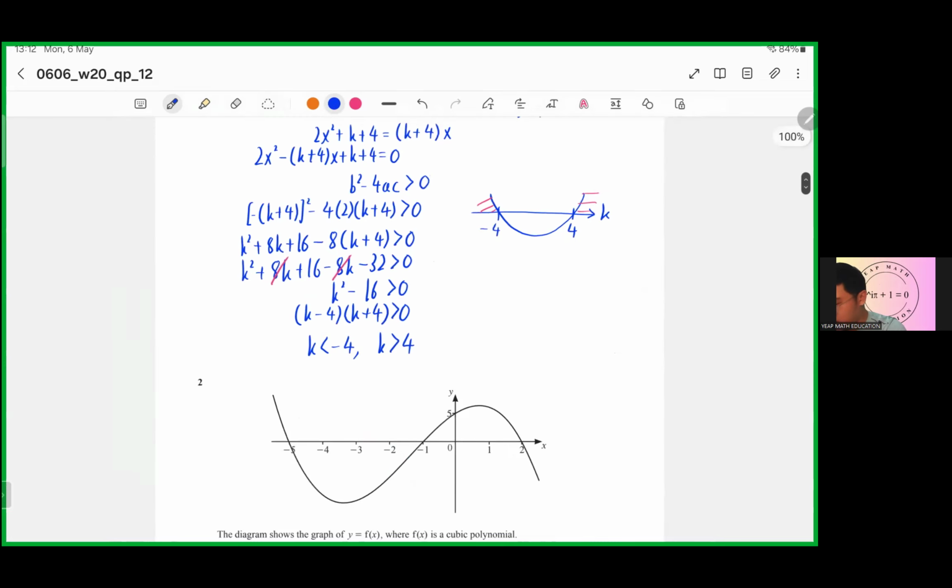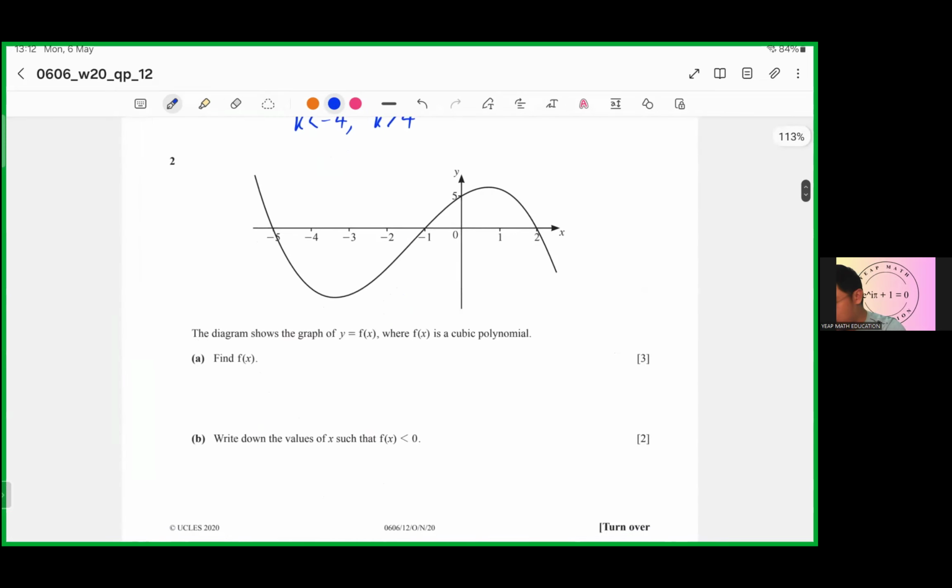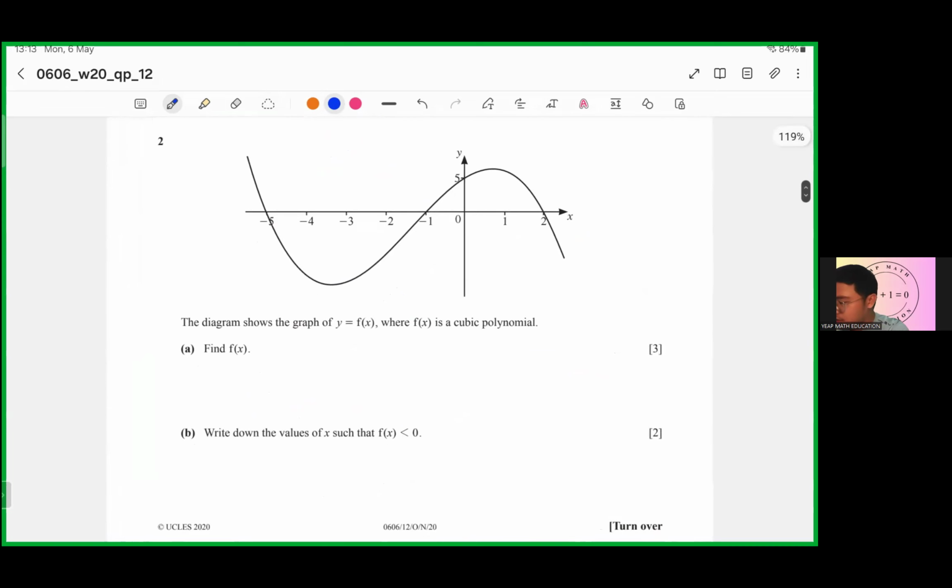Now we look at the next question. Question 2. The diagram shows the graph of y equals f(x), where f(x) is a cubic polynomial. Find f(x). For a cubic polynomial, we know three linear factors, so we can write f(x) equals a constant times (x plus 5)(x plus 1)(x minus 2). Then we use the y-intercept to find the constant a.